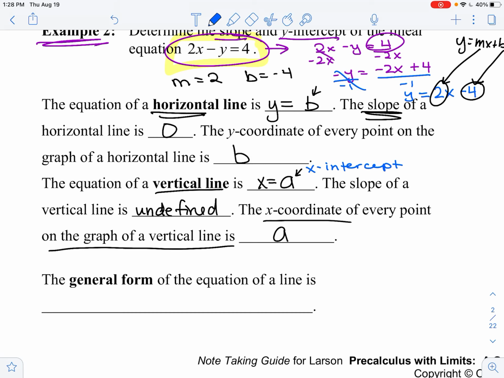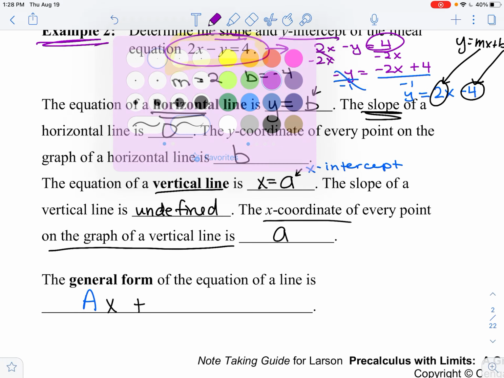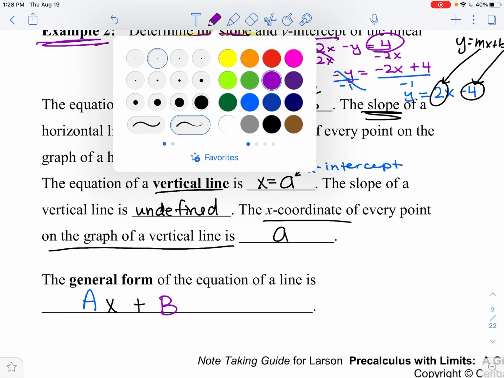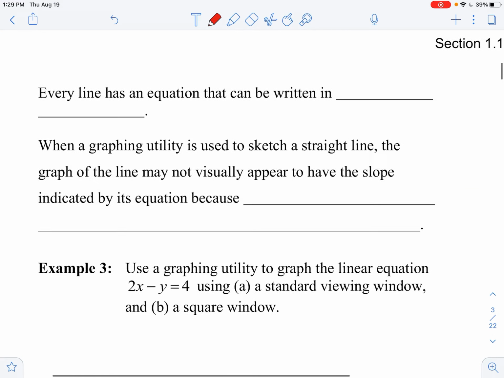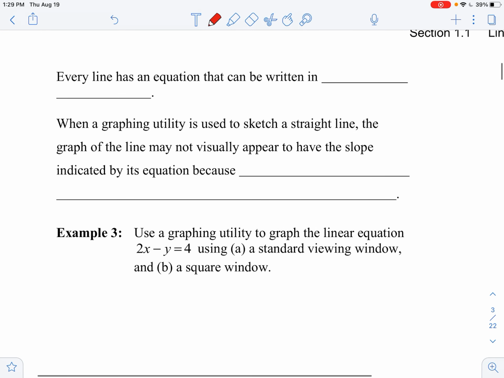And the general form for any line we know is kind of like learning your ABCs, similar to standard form, but this is general form. Ax plus By equals C. Okay, every line has an equation that can be written in any form, even general form.